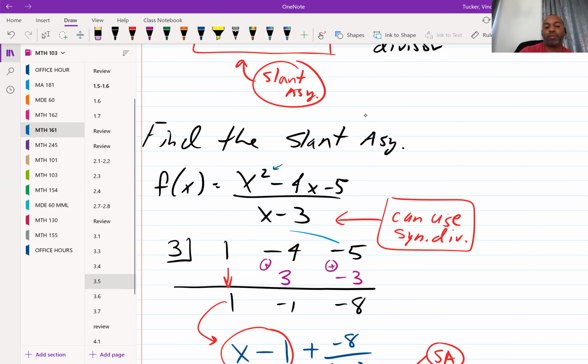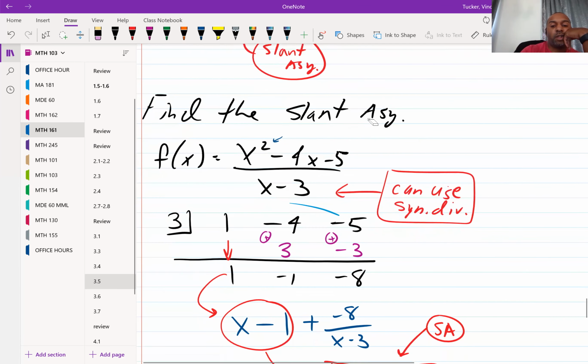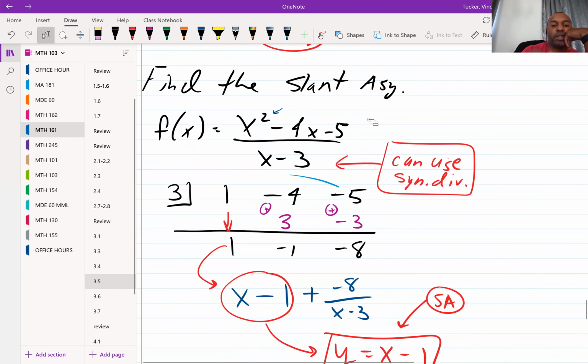You go through the synthetic process, bring down your 1. 3 times 1 will give you 3. -4 plus 3 is -1. 3 times -1 is -3. Add those together, and that'll give you -8. So -8 is our remainder. And so that'll give us x minus 1 plus -8 over x minus 3.